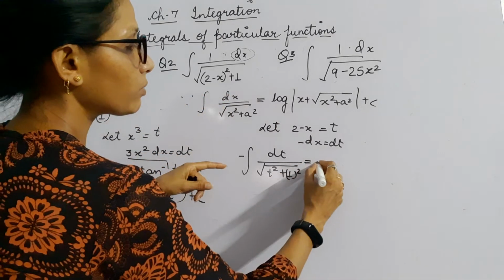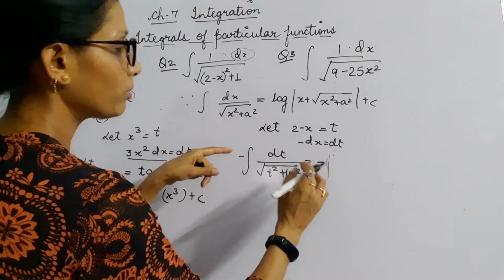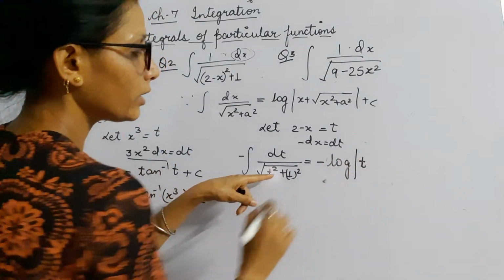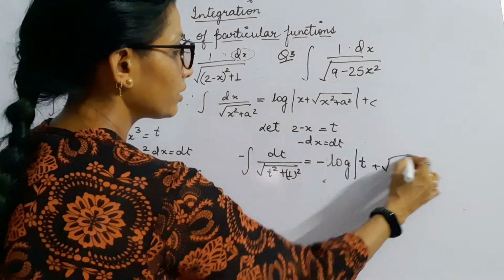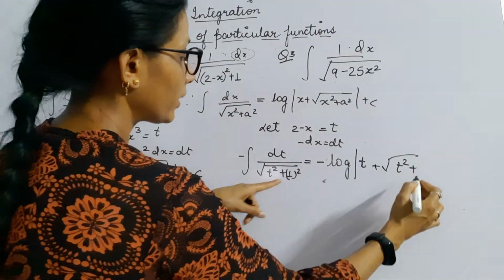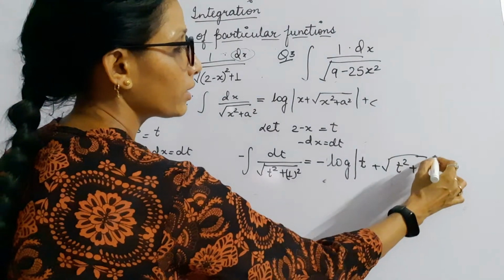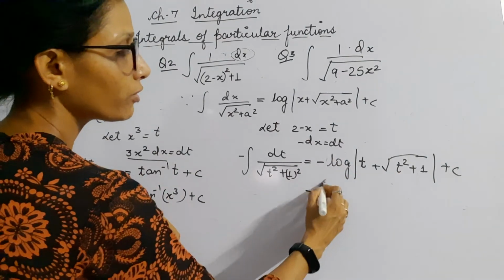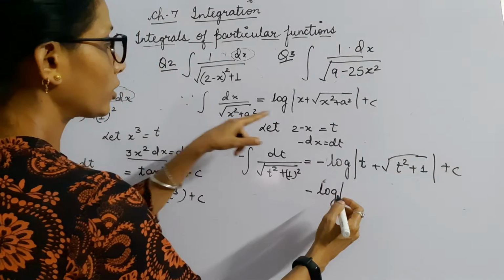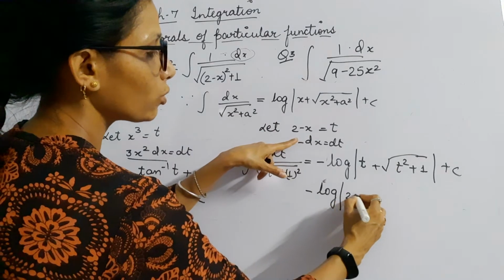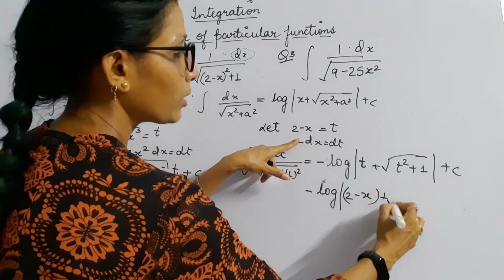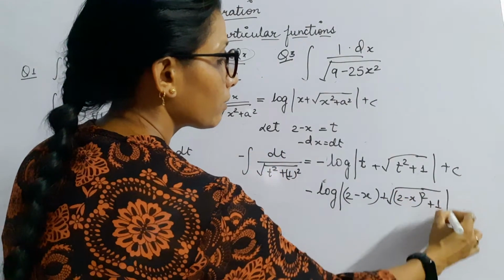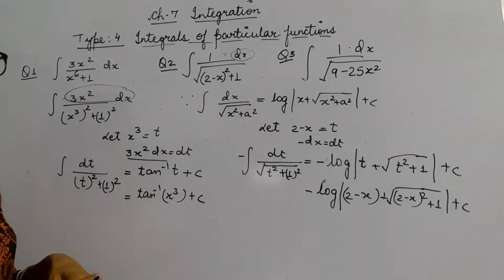So I will be getting it as minus log of x, which is your t over here. So you will be writing t plus under root t square plus a square. And what is your a square? A square is 1. Now you will just be replacing the value of t. So this will be log, and what is your t? T is your 2 minus x. So you will be writing it as 2 minus x plus under root 2 minus x whole square plus 1 plus c. This is the solution for this.